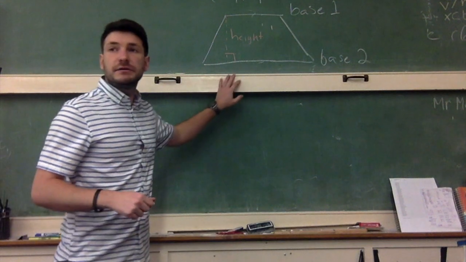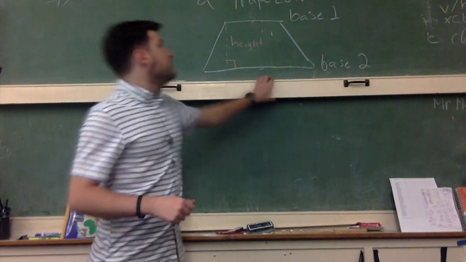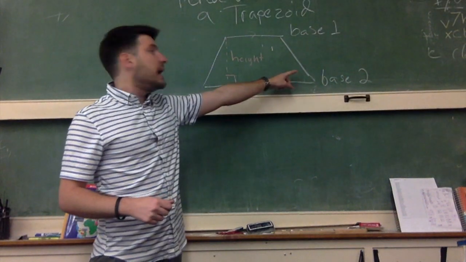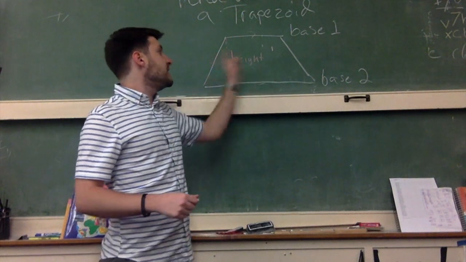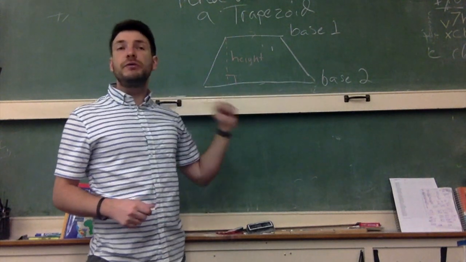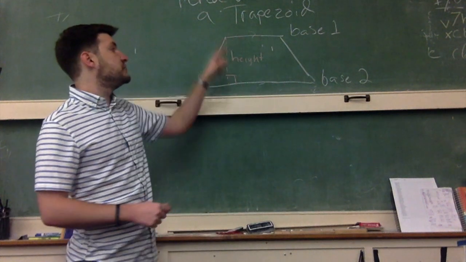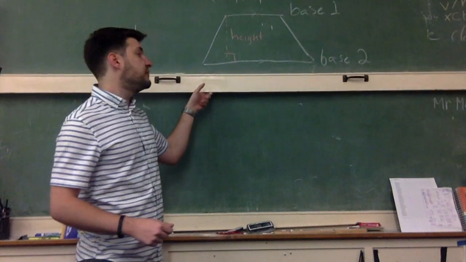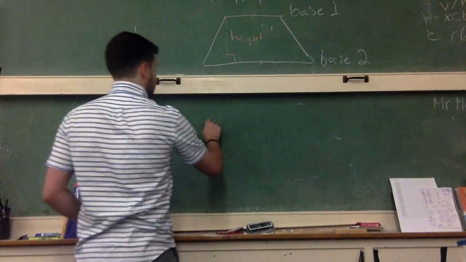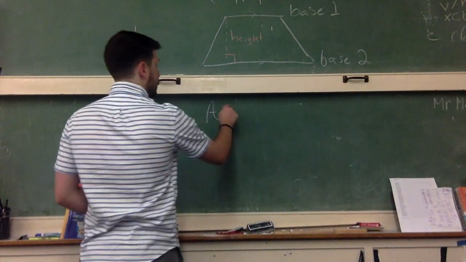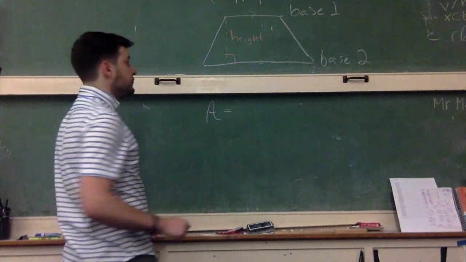Now, keep in mind, they may decide to give you the measurements of either of these sides. We don't need those. Those are there to throw you off. The three things you need are the two bases and your height. The formula for area is as follows. Area equals.